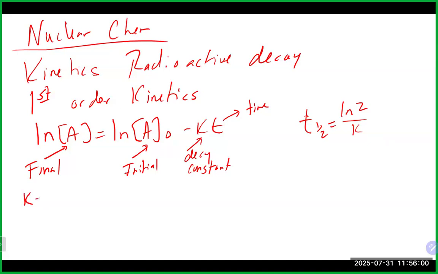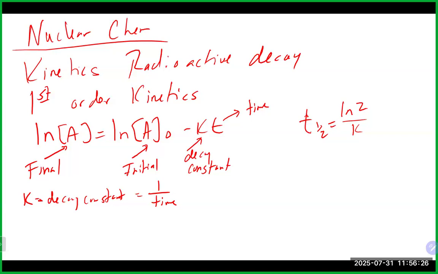Now, a couple things that we talked about here. Typically, the decay constant will have units of 1 over some unit of time. A lot of times it's 1 over seconds, reciprocal seconds, but it can be anything else like 1 over minutes, hours, days, weeks, years, whatever it may be. And that's really how you know it's first order.